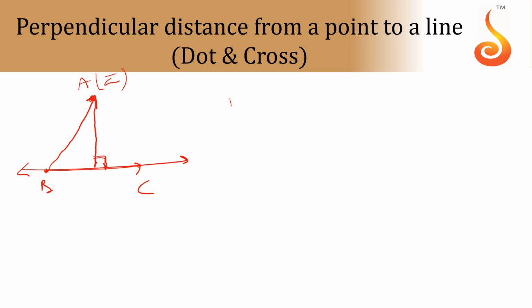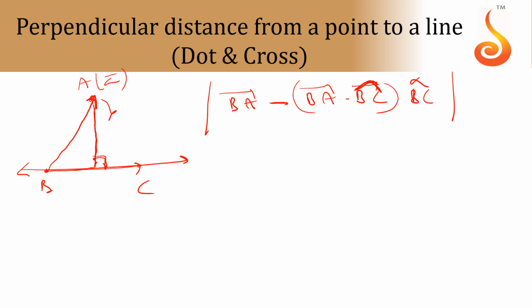Can I say if I do BA bar minus (BA bar dot BC cap) into BC cap? This BA bar dot BC cap into BC cap will give you the horizontal component. From BA bar, if I remove that, I'll get the vertical component. So the modulus of that vector will be the length of the perpendicular. Now the same thing I can do like this.